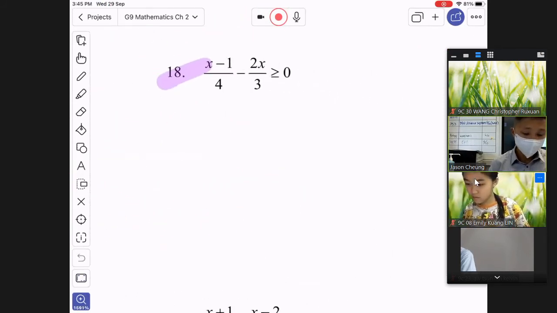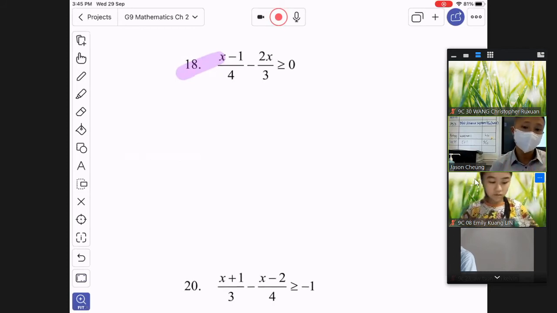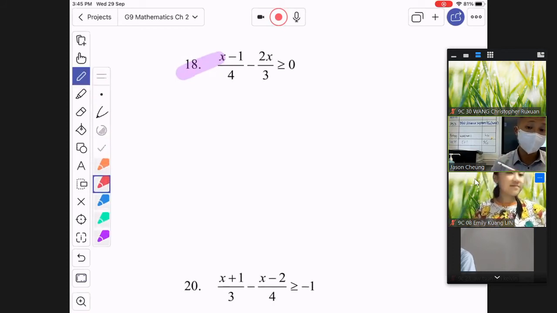18. Good. 18 here, 4 and 3. So what we need to do is to remove the fraction, remove the denominator, multiply by 12. All right. Let me do another, and let me try another method. Let me show you another method.